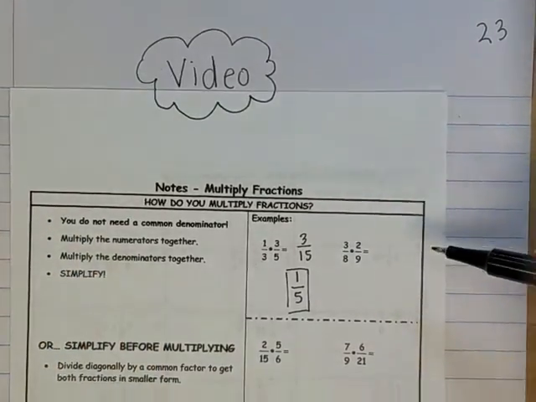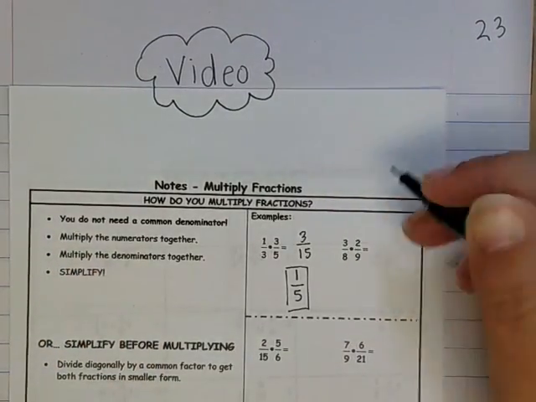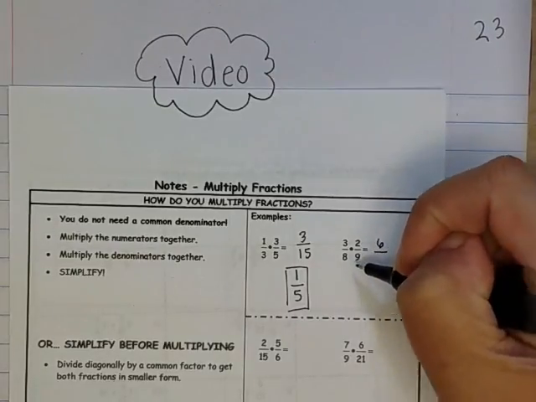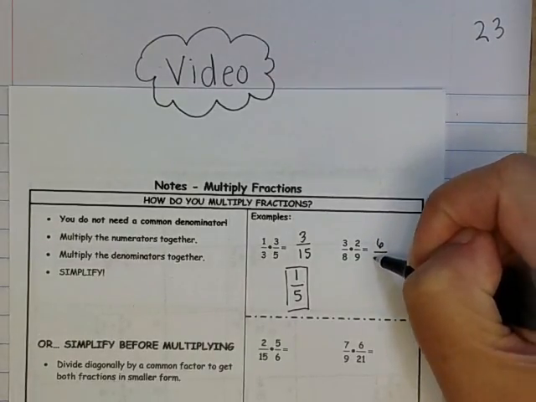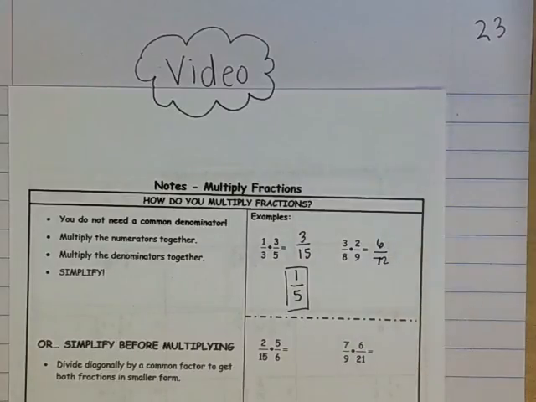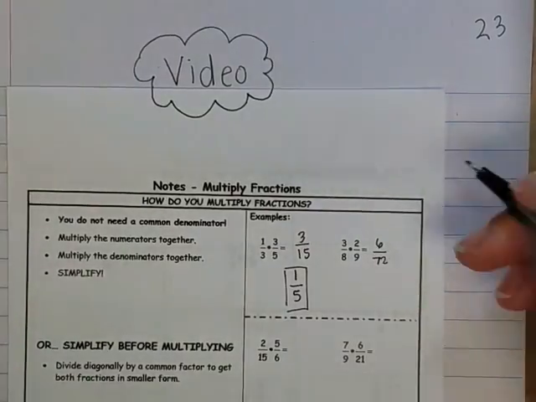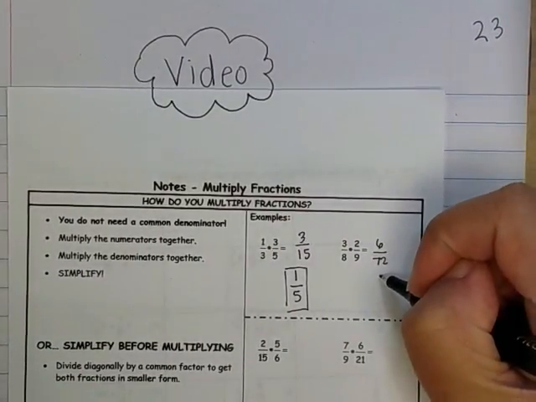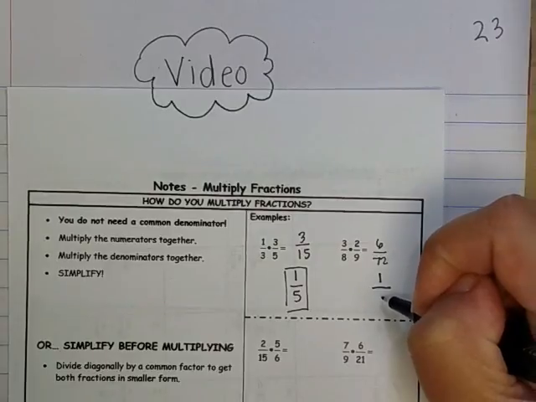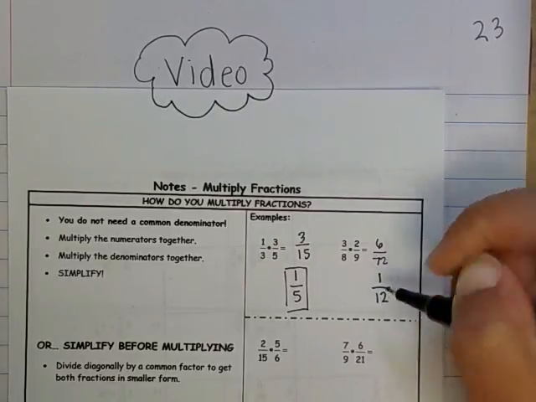Same thing with this problem. We're going to multiply across. 3 times 2 is 6. 8 times 9 is 72. Both of these have a 6 in common, so I'm going to divide by 6. That's their greatest common factor. And when I divide by 6, I get 1 over 12.